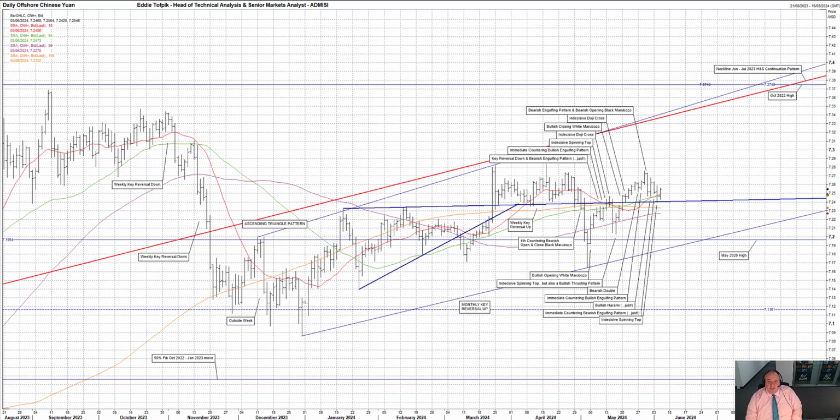US dollar against the CNH, the offshore Chinese yuan. An indecisive spinning top yesterday. There was also a second bearish black crow. Prices dropped down through the short medium moving average, currently at 724.73, and down as far as the dark blue highlighted upper trendline extension to the January to April ascending triangle, currently at 724.03, before pulling up to close above the short medium moving average as well.